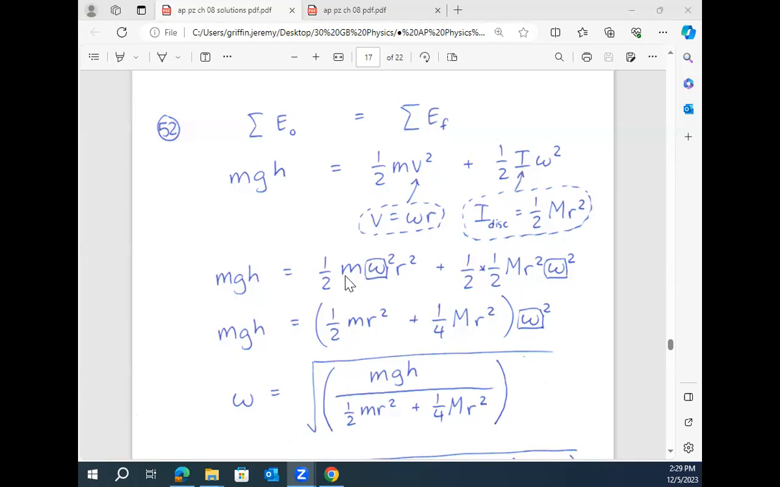Now, here's the mass of the bucket, here's the mass of the disk. That's two different masses, lower m and capital M. That omega matches that omega, bam. That r matches that r, bam. Now we can, I guess, factor some stuff out.